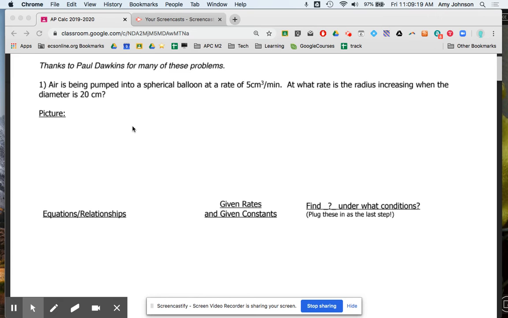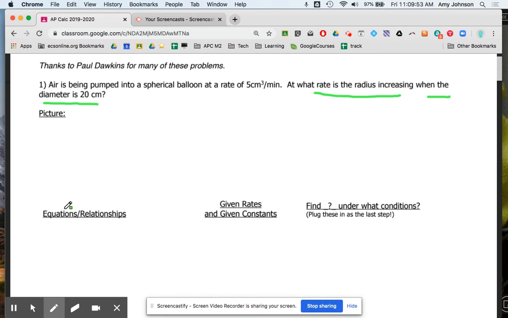This problem says air is being pumped into a spherical balloon at a rate of 5 centimeters cubed per minute. At what rate is the radius increasing when the diameter is 20 centimeters? Words like that are some of the clues that you're in a related rates problem. It's giving you conditions, and they're not giving you an explicit or specific rate formula.